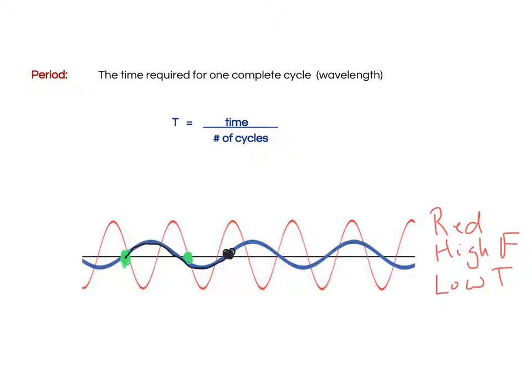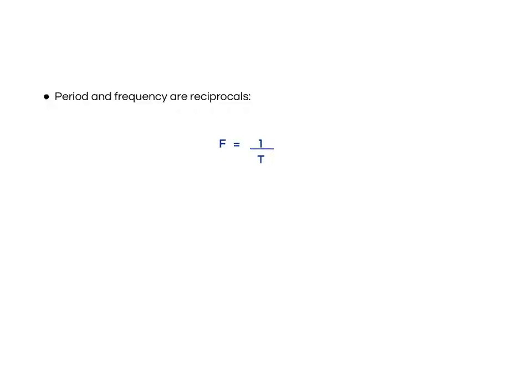And if I look at the blue wave, it has low frequency, right? But it has a high period value, right? It takes longer for it to complete a complete cycle. And so I've just outlined for you that period and frequency really are related. They're simply almost opposites. They're reciprocals. So let's look at that mathematically.